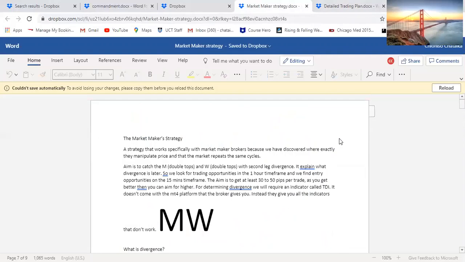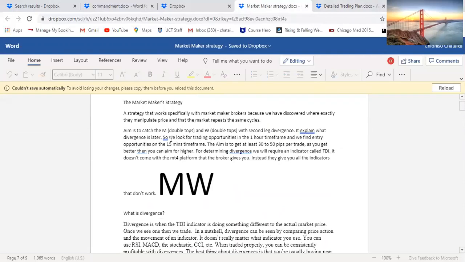So you see what the strategy section is about. Say I say my aim is to catch the double tops and the W's. It's a divergence, for the second leg divergence. I'll explain what divergence is later on.